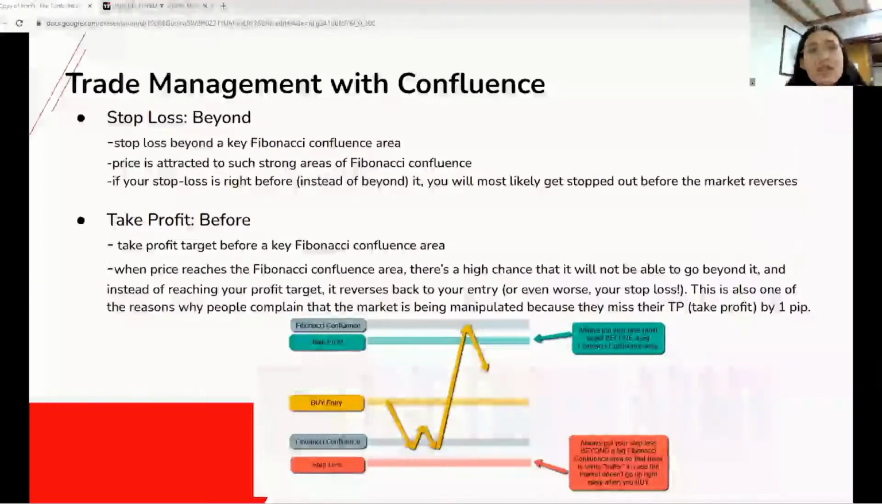So take profit, on the other hand, we want to place it before a key confluence area. And why? Because when price reaches the confluence area, there's a high chance that it will not be able to go beyond it. And instead of reaching your profit target, it reverses back to your entry, or even worse, to your stop loss. This is also one of the reasons why people complain that the market is being manipulated, because they miss their take profit by 1 pip.